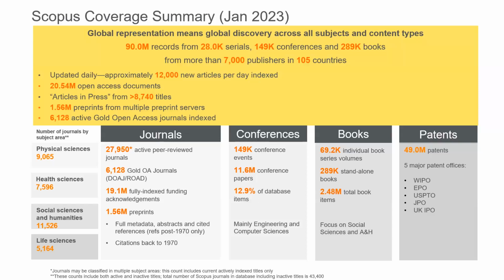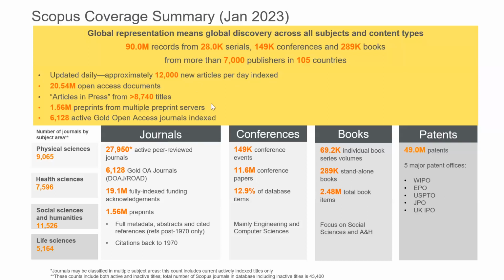Scopus has 20 million documents with different types of open access, which we will introduce later. For more than 8,000 journals, Scopus also provides Article in Press to show you the latest research. Articles in Press are documents that have been accepted for publication, but not yet assigned to a journal issue. When they are assigned, they will become the final version of the articles.